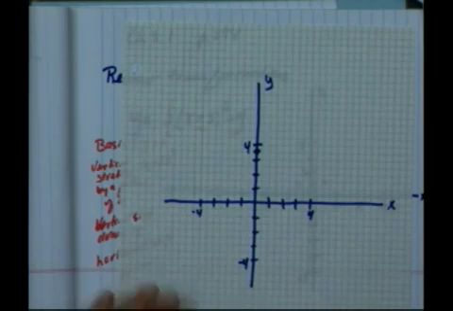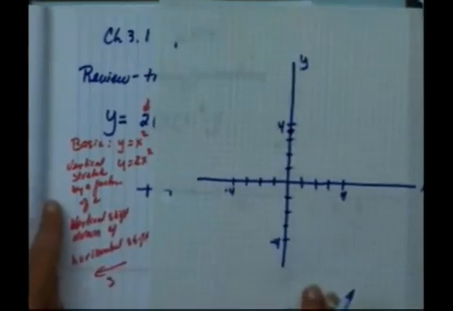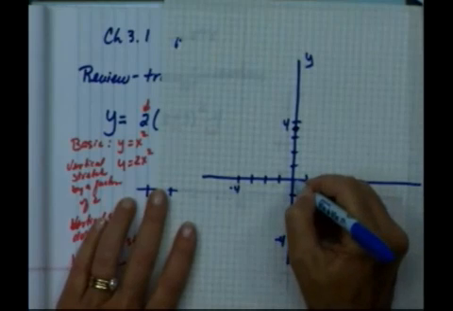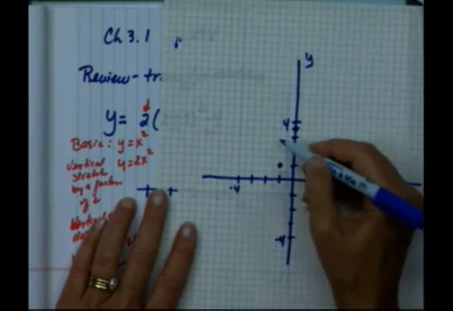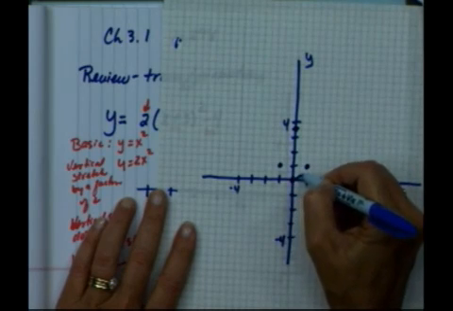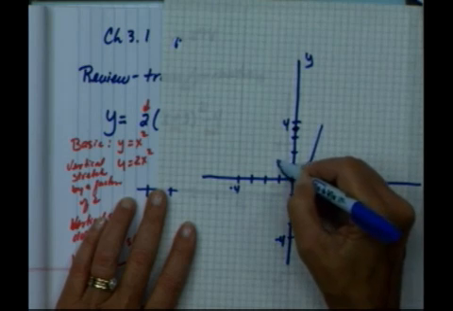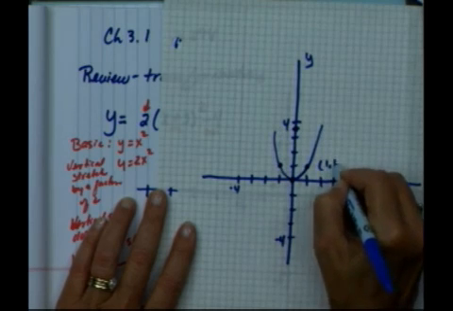All right, so the first thing we're going to do is graph y equals x squared, 0, 0, 1, 1, negative 1, negative 1. And the graph looks like this. Keep up with those key points.